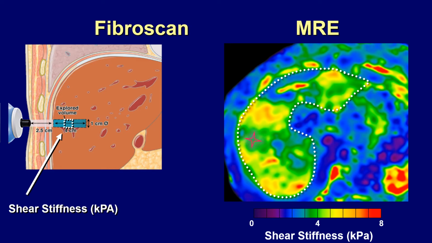And so if a FibroScan measurement was made at a location like this, for instance, you could conclude that the patient has less severe fibrosis than if you measured in this region. MRE samples a much larger volume of the liver, and this probably accounts for the higher diagnostic performance.